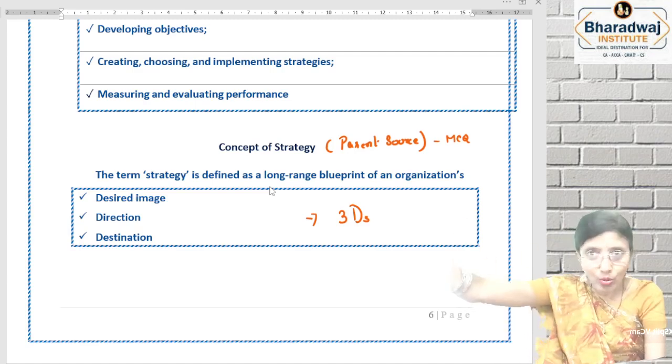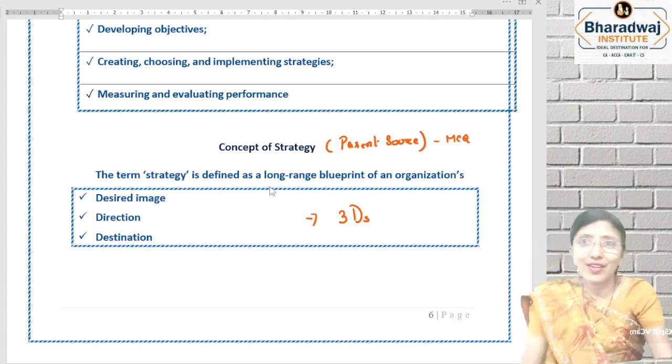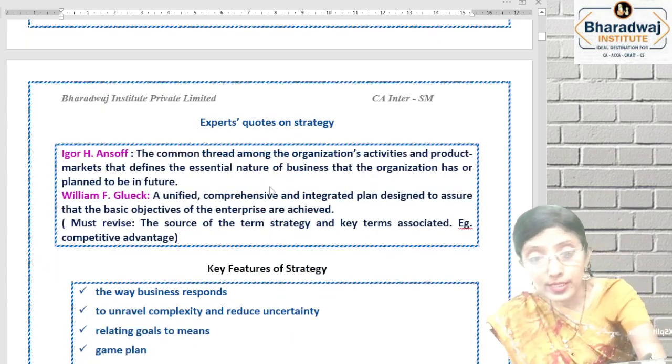This is what is my goal. This is what is my direction, my reach. All three in one are there. Are you clear? Now, experts quote on strategy itself.